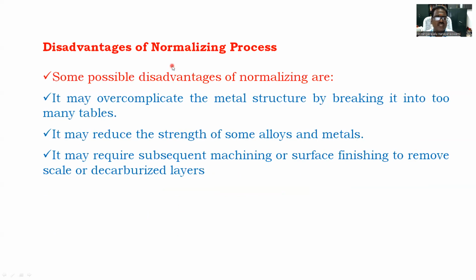Some disadvantages of the normalizing process: it may overcomplicate the metal structure by breaking it into too many tables. It may reduce the strength of some alloys and metals. It may require subsequent machining or surface finishing to remove the scale or decarburized layers.